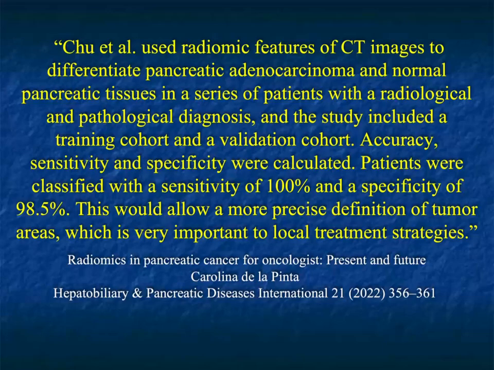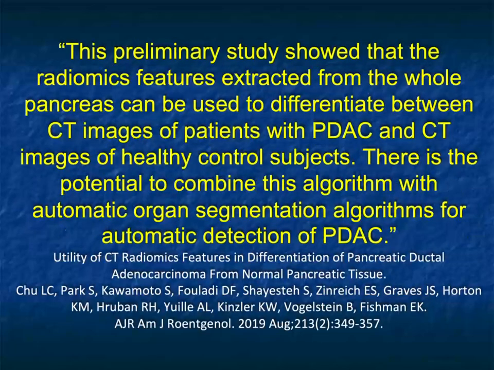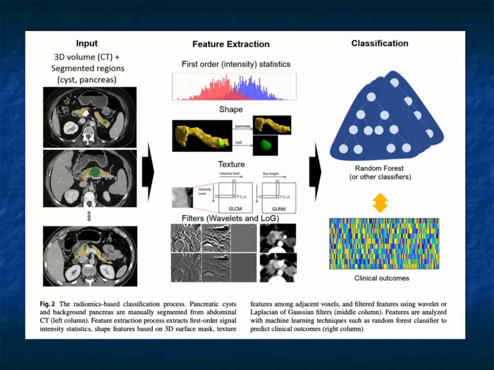They mentioned the work that Chu, that's from the Felix project, has done with pancreatic cancer, with the high sensitivity and specificity, creating signatures for normal pancreas, and pancreas with adenocarcinoma. And here's that article by Linda. There is the potential to combine this algorithm with automated organ segmentation algorithms for automatic detection of PDACs. Now, the way we've done it to date is basically have one of our people draw and segment out the pancreas. That's not practical if you want to do it on many patients. And so we are developing, and I'll show you, algorithms which pull out the pancreas.